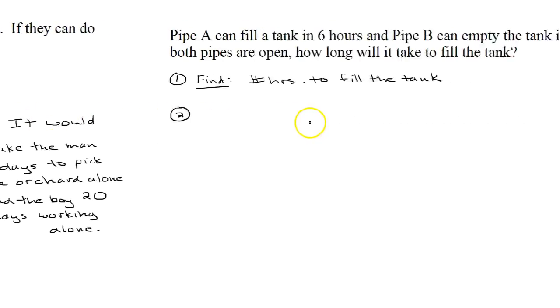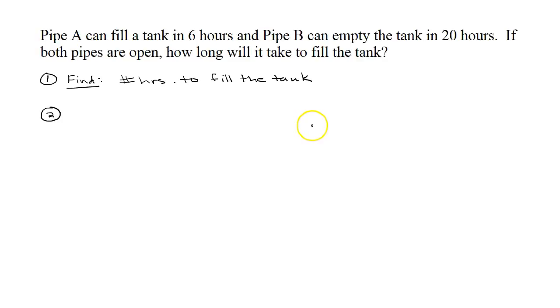Okay, here's the next problem. Pipe A can fill a tank in 6 hours, and pipe B can empty the tank in 20 hours. If both pipes are open, how long will it take to fill the tank? This is a little bit different because you have two things here, but they're actually working against each other.